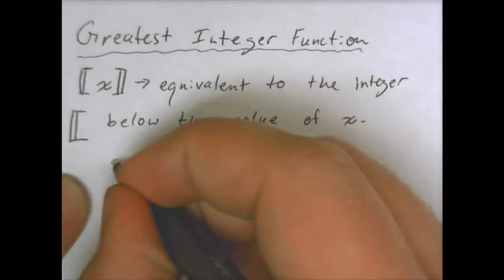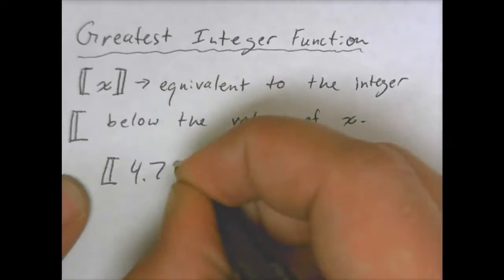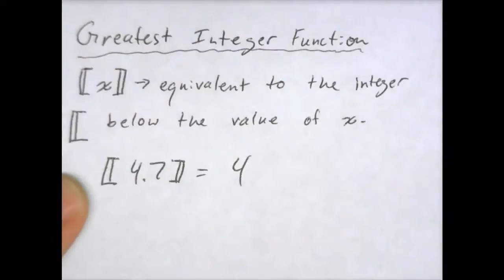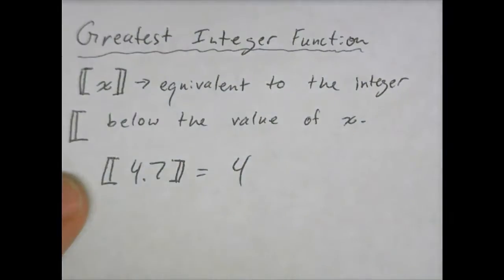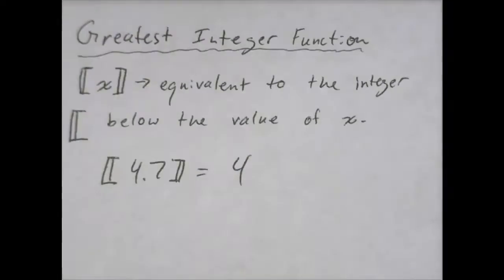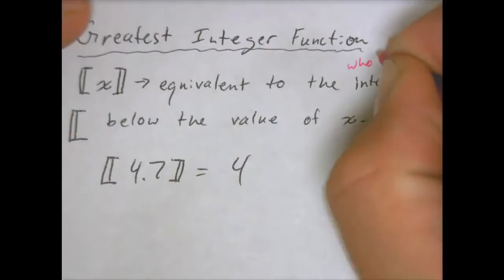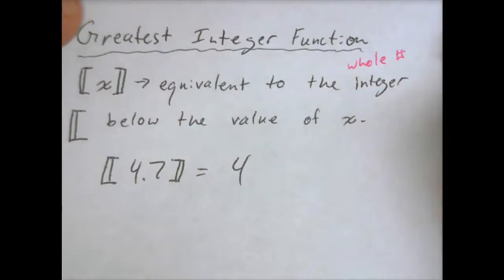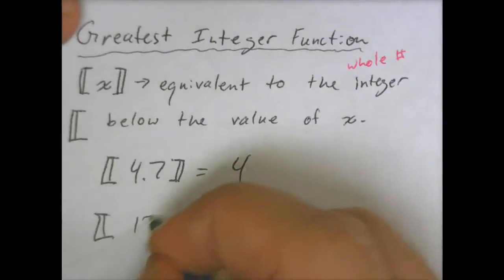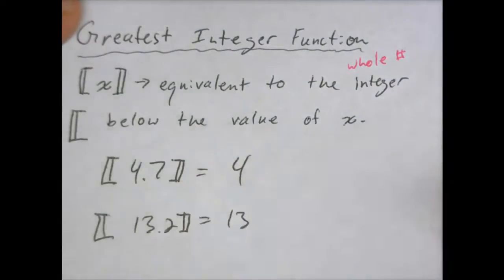So for instance, if we are looking for the greatest integer of 4.7, well, that would just be 4, because it will round down to 4. Remember, integer just means whole number. Okay, and the greatest integer of 13.2 will just be 13.